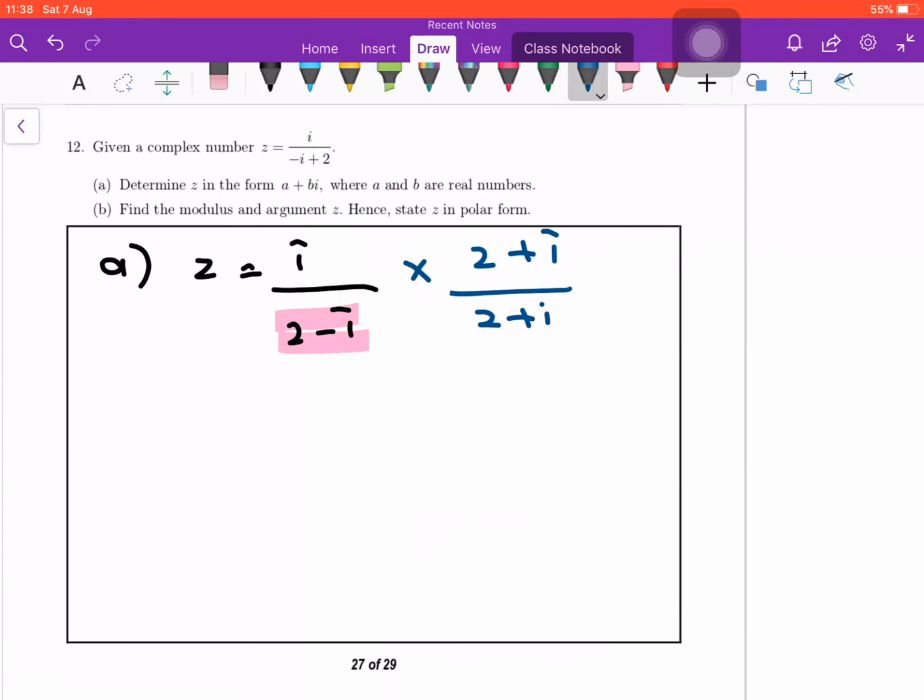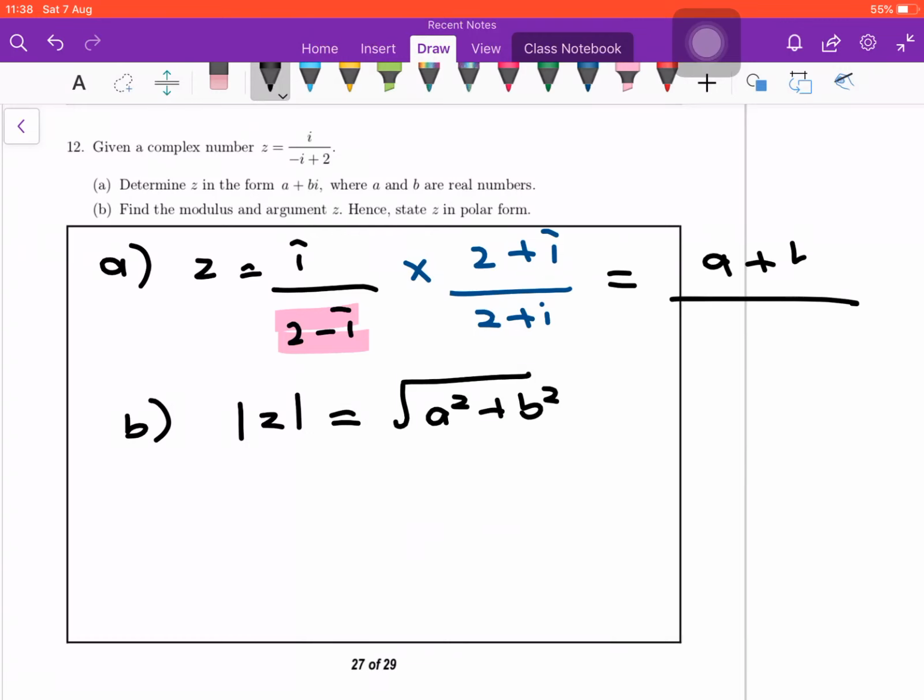Carilah modulus and argument Z. B, dia suruh cari modulus Z. Modulus Z apa dia punya formula tadi? sqrt of A square plus B square. So, what you need to do now adalah selesaikan dulu A. Darab dulu dengan conjugate and then cari A plus Bi. Cari, and then substitute nilai A dan B ke dalam formula modulus ni. And then disuruh awak cari argument Z kan?